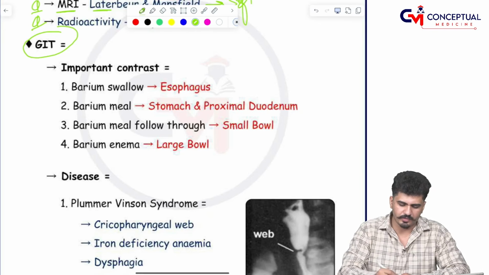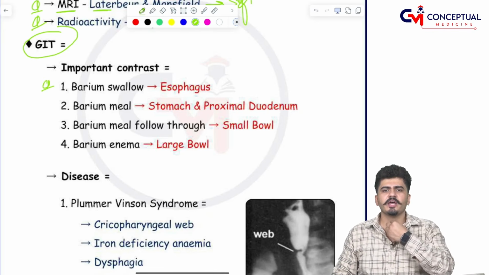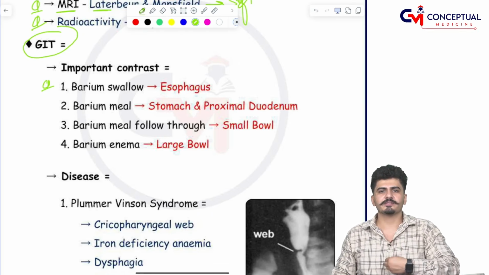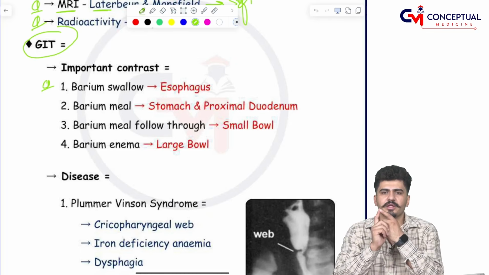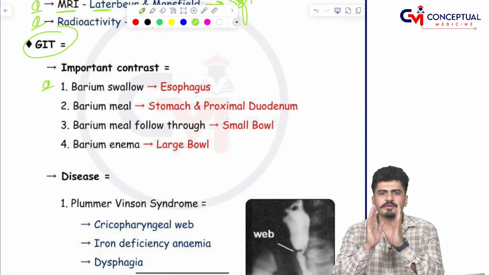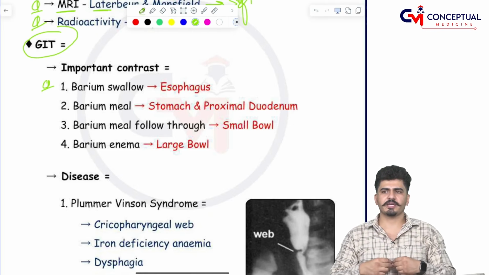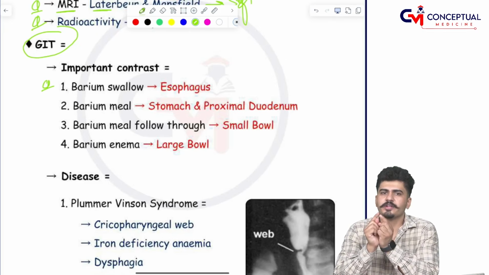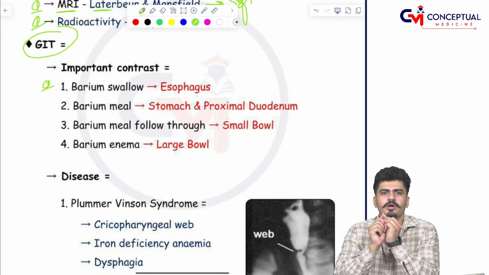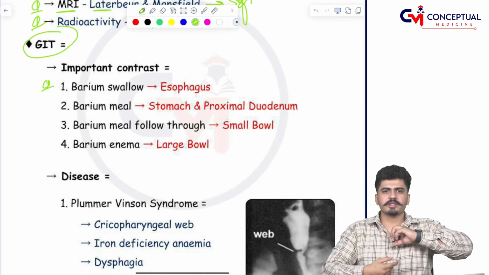Now sir, barium swallow. Any pathology in the esophagus, if you have to check, you will give a contrast media called what, sir? Your barium swallow. Barium swallow, like Zenker's diverticulum. So we'll go for the barium swallow. Then if any pathology we have to check in the stomach and proximal part of the duodenum, then we are going to talk about the barium meal. So first swallow, after swallow there is a meal.